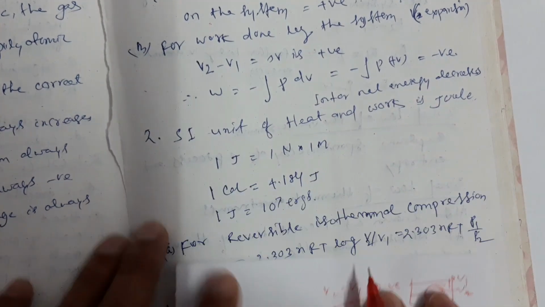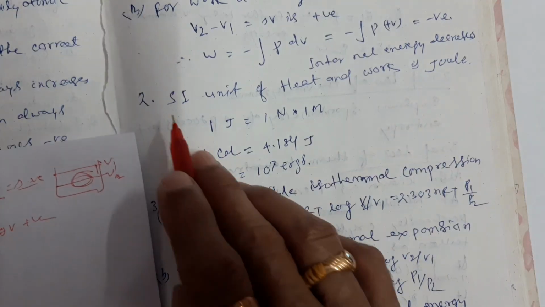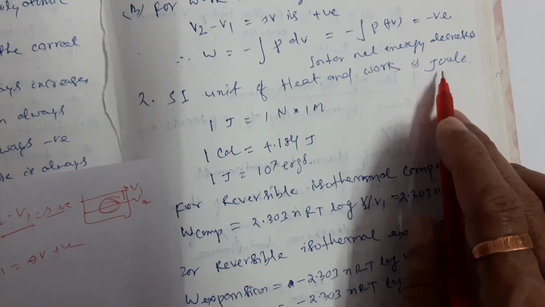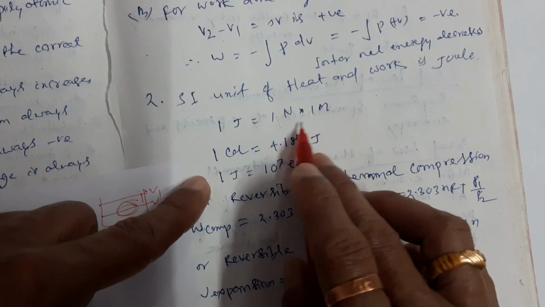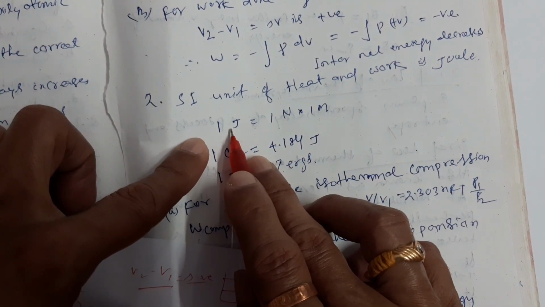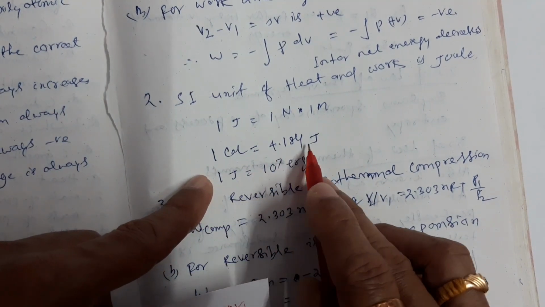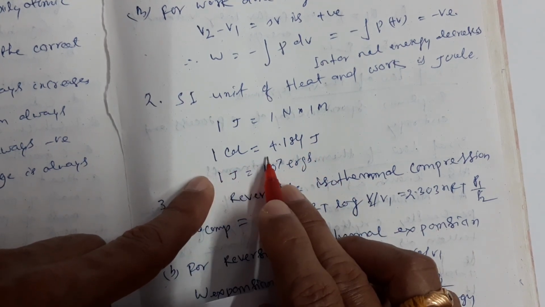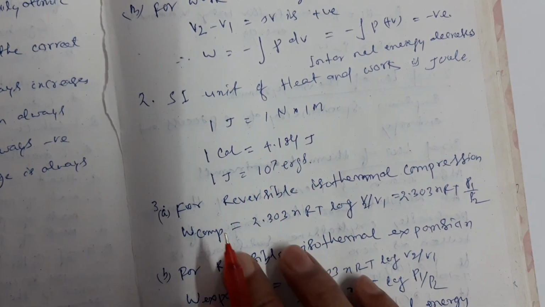Next, the SI unit for heat and work is the joule. 1 joule is equal to 1 Newton into 1 meter, where force times distance gives work, W is equal to F into S. 1 calorie is equal to 4.184 joule, which you can use when conversion is needed, and 1 joule is equal to 10 to the power 7 ergs.